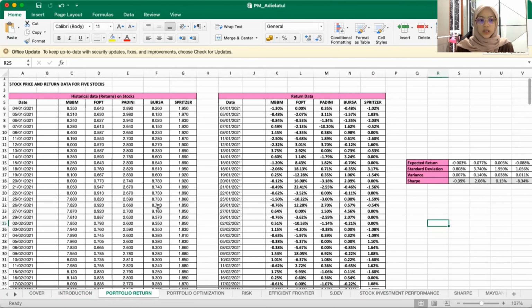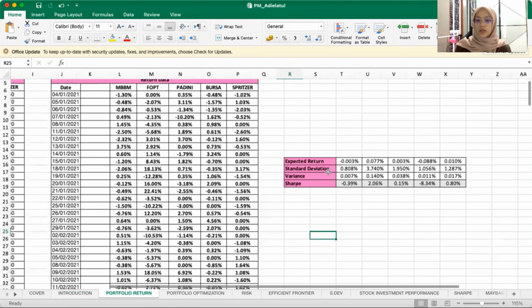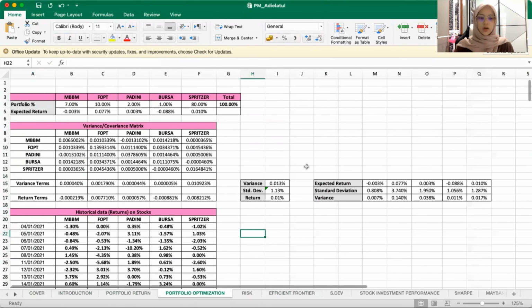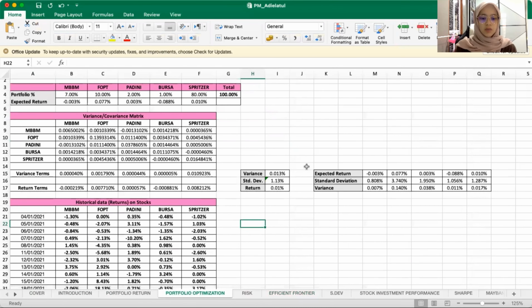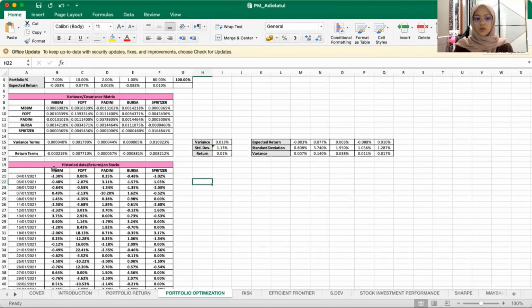For the portfolio return sheet, this is my stock price and return data for the 5 stocks. Here, we can see the expected return, standard deviation, variance, and Sharpe for each company. Next, this is my portfolio optimization. As you can see, this is the variance and covariance for the 5 companies. This is the variance terms, the return terms, and this is the historical data returns on the 5 stocks from 4 January till 30 December 2021.